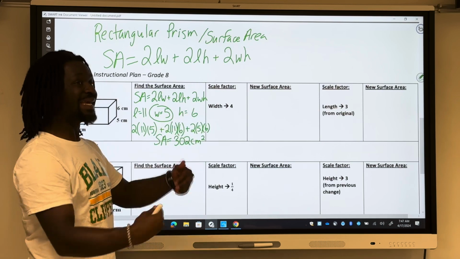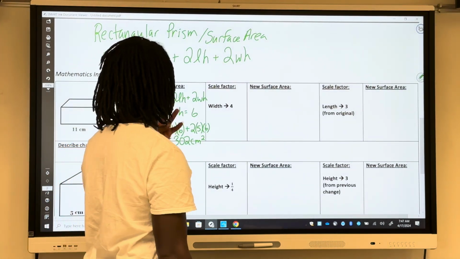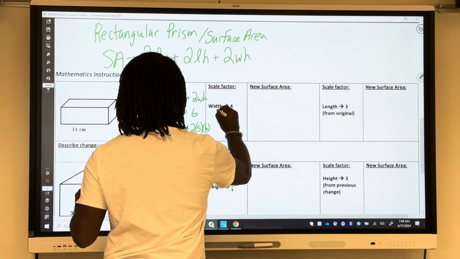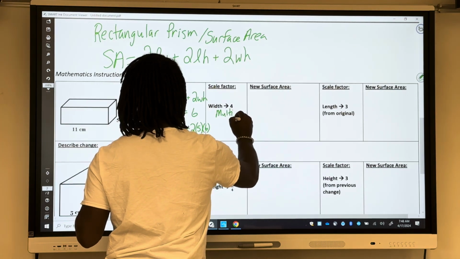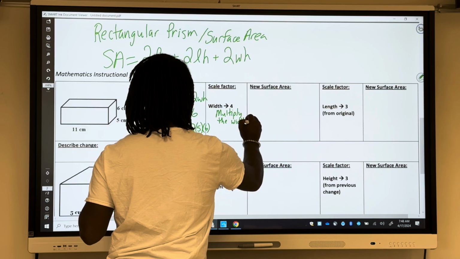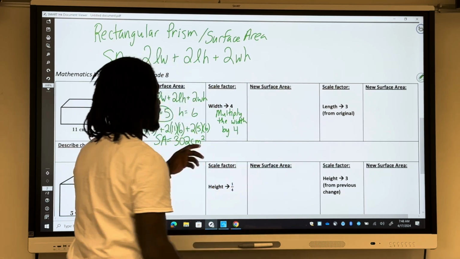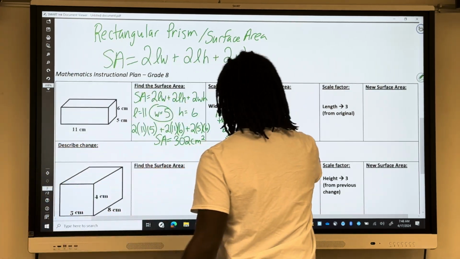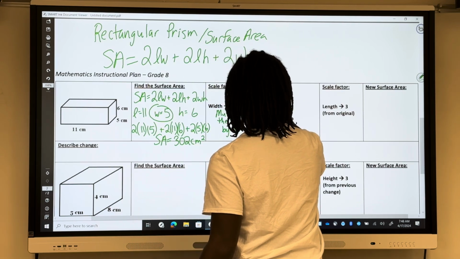And so now we're taking the width, just the width, and we are going to increase it by a scale factor of 4. So I am going to multiply the width right here by 4. I'm multiplying the width by 4. So let me go ahead and write my formula down again.